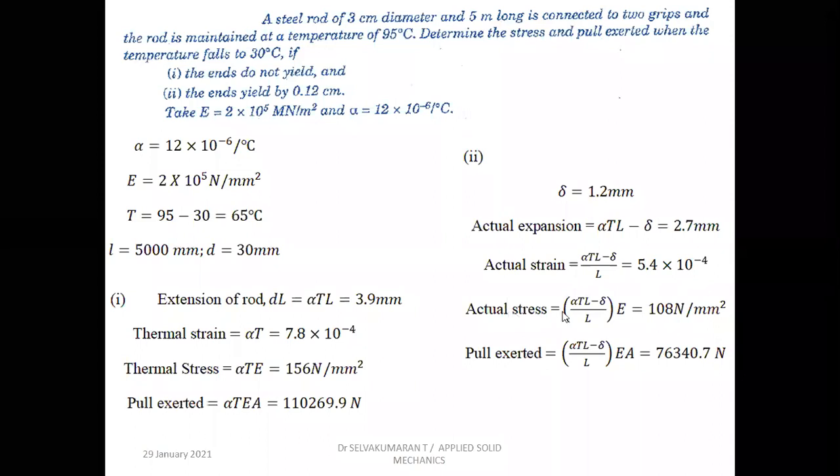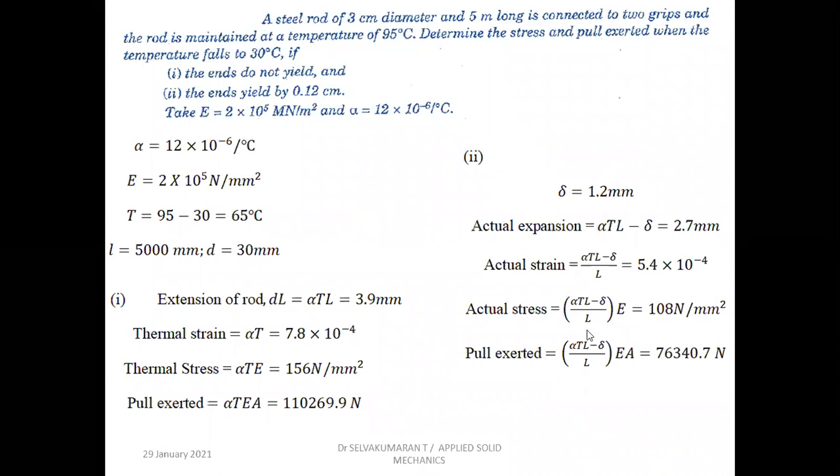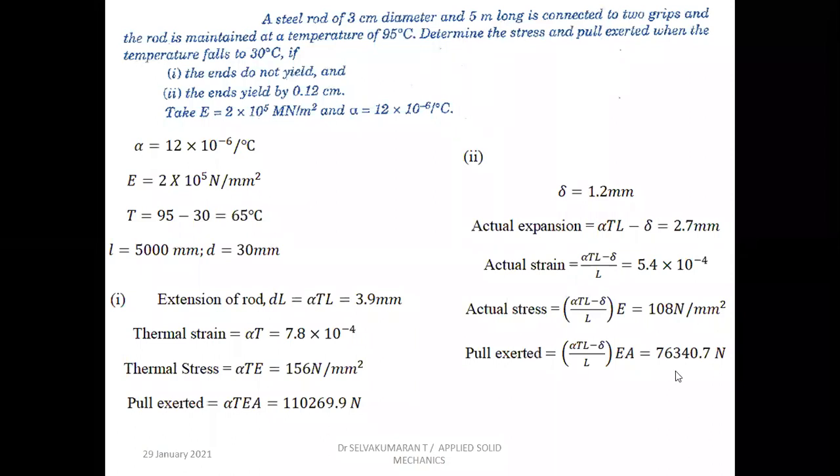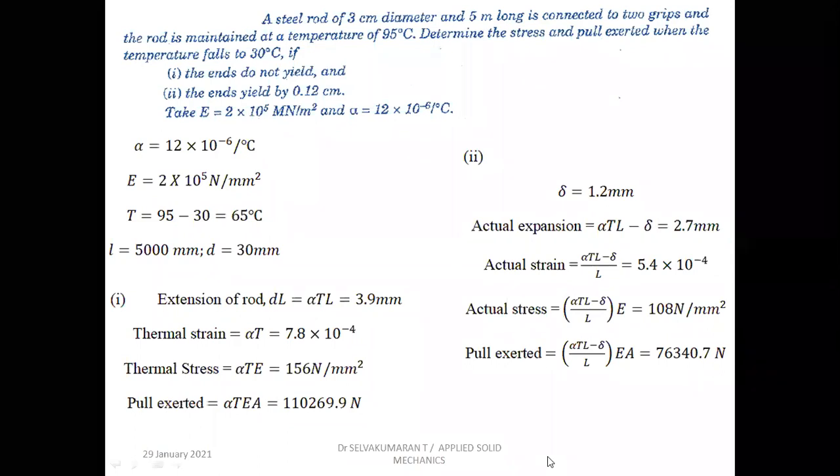Stress is this strain into Young's modulus. You get 108 Newton per mm square. Pull or force exerted is this stress into area, pi by 4, 30 square, which is 76340.7 Newton.